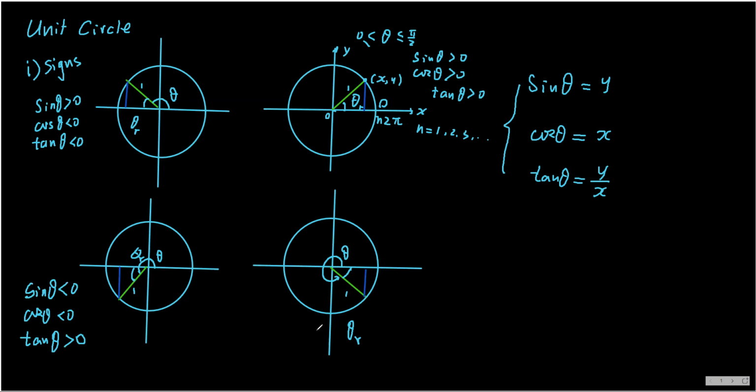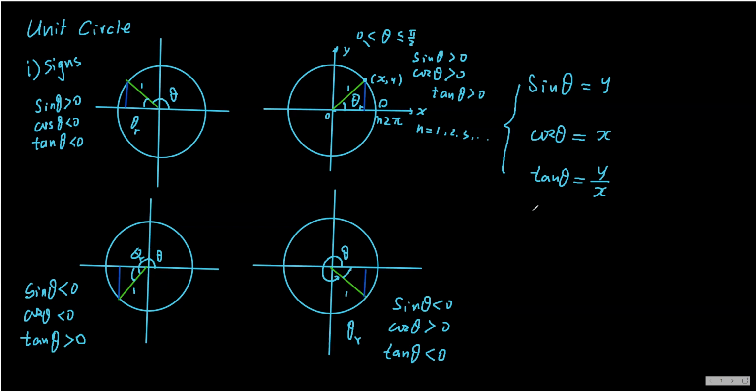How about the last case, quadrant 4? Sine theta is negative, because y is negative. So first determine the sign of sine and cosine theta. Cosine is positive, because you follow the x. Then y over x: how about tan theta? Negative, because y is negative and x is positive. One of them is negative. So that is how to determine the sign.